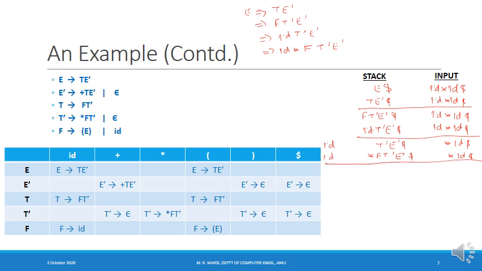Topmost stack alphabet is now a terminal symbol, and it is matching with the next input symbol, so this will be eliminated from both the places. Now this part has already been matched, and now the stack is holding FT dash E dash dollar, and input buffer is holding id dollar. Topmost stack alphabet is capital F. I now consult the parsing table for F comma identifier. F comma identifier is containing this production, so capital F will now be expanded to identifier.